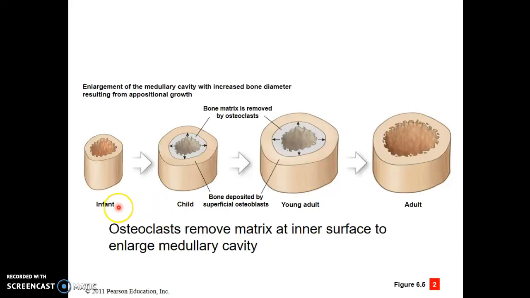Here you can see the enlargement from infant to adult. Not only does the bone have to grow bigger in diameter, but the medullary cavity has to increase in size. So not only is the bone enlarging on the outside, but osteoclasts have to remove bone on the inside as that bone grows.